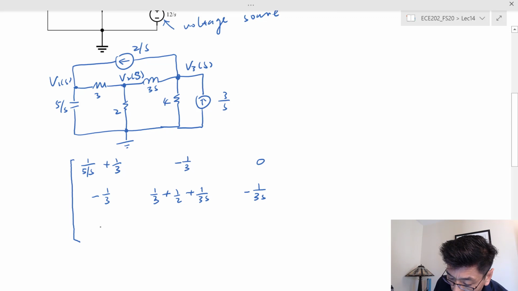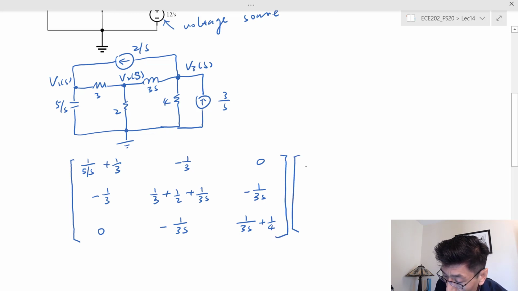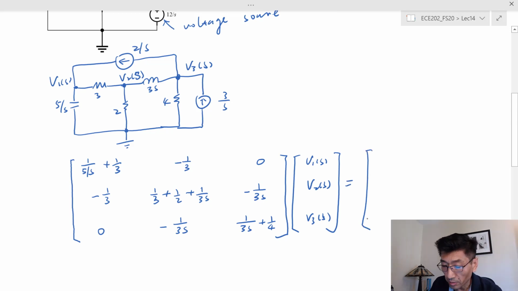And then the matrix is symmetric, negative 1 over 3s. And at node number 3, I have 1 over 3s plus 1 over 4. And then multiplied by V1, V2, and V3. That's equal to the current sources entering each node, right?